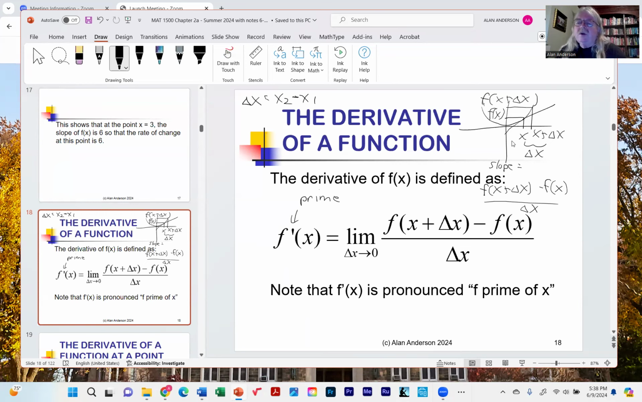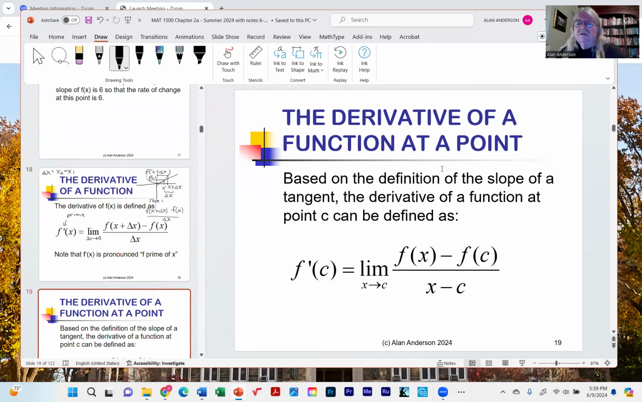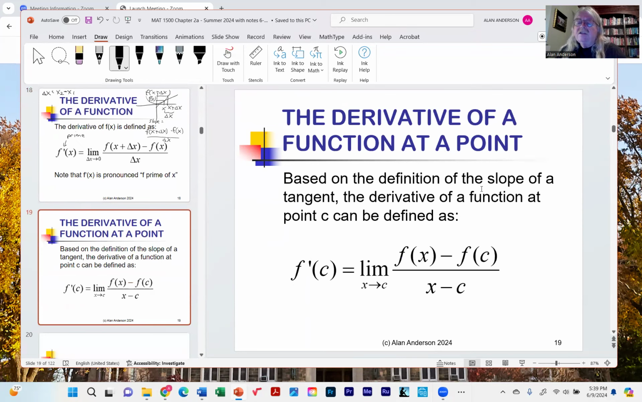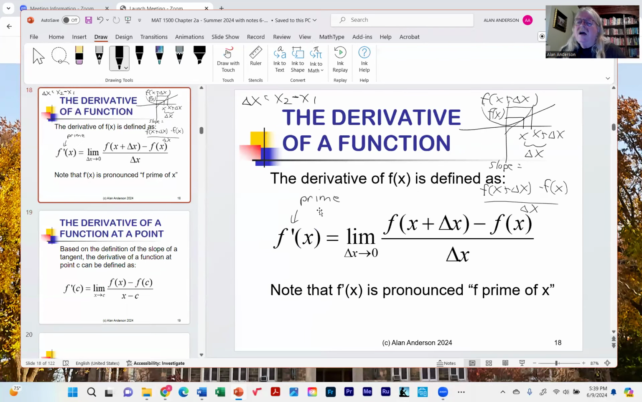Now, again, we can do this algebraically. And this is what we were just doing. This is how we find the derivative at a single point C. But most of the time, this is what we're really interested in. Of course, we might be interested in finding it at a single point, but often our objective is to find the derivative for the entire function.